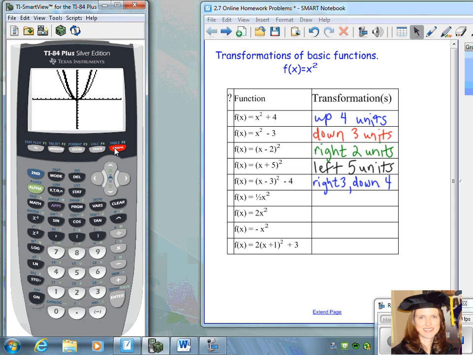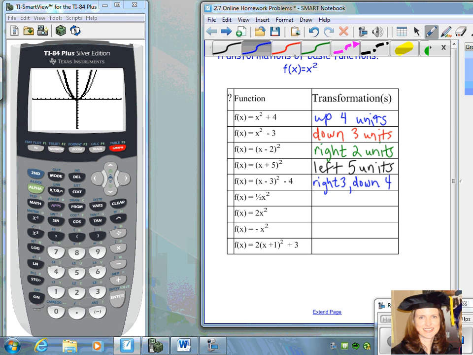The new graph has been transformed. That 1/2 out in front has actually made this parabola wider. That's a type of transformation that results when you multiply the basic function x squared by 1/2. It actually makes it wider.